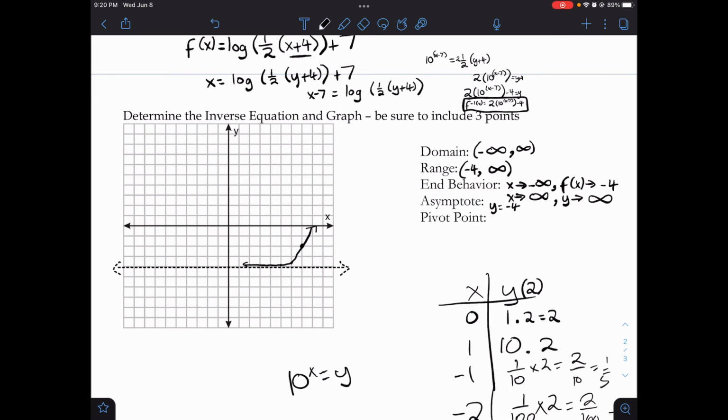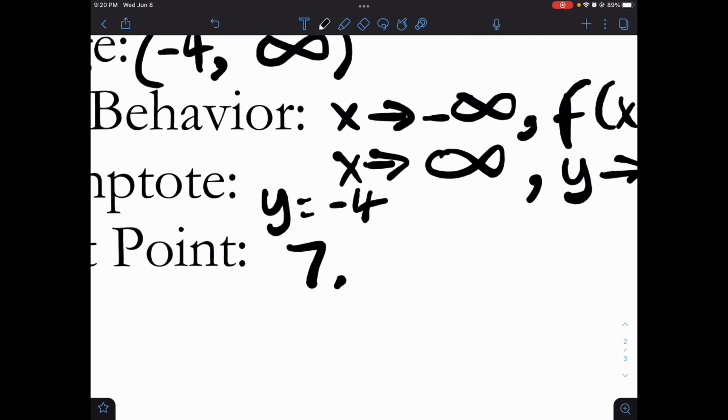And our pivot point. Okay, so our pivot point is this point, which is at 7 comma -2. 7 comma -2.